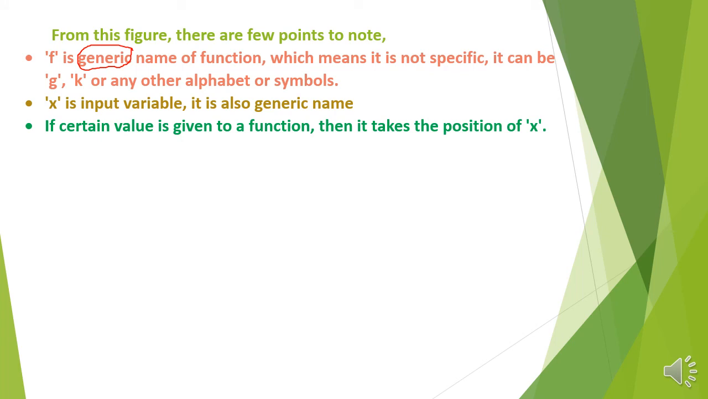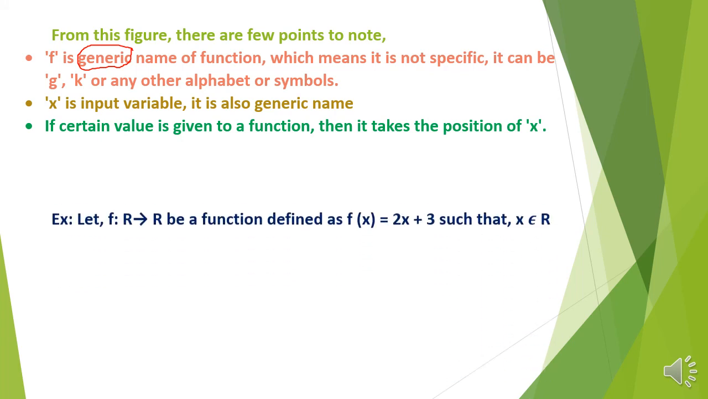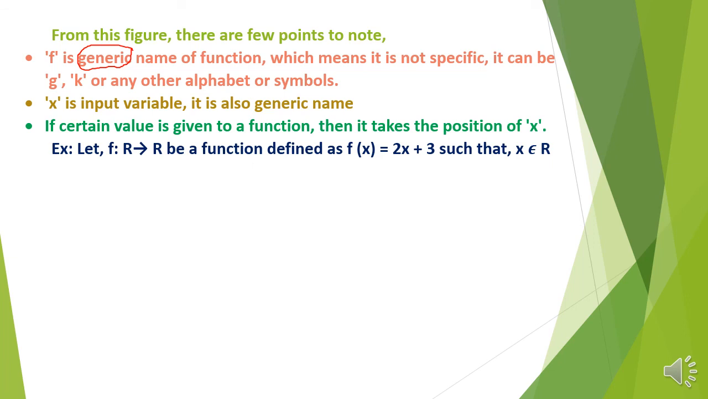Now understand this with the given example. Here is an example of a function. You can see this function is defined as f(x) is equal to 2x plus 3, and there is x at two places, here and here. Now if we give input to this function, if 1 is the input of this function, then it must take the position of x. See, 1 takes the position of x, isn't it?